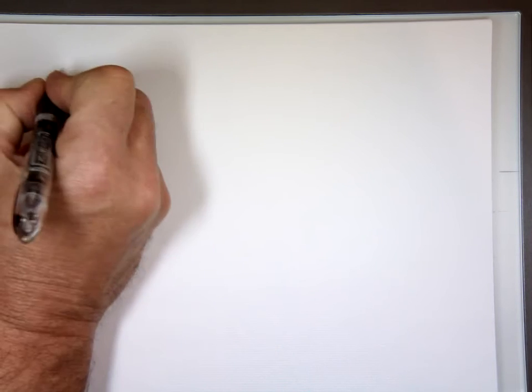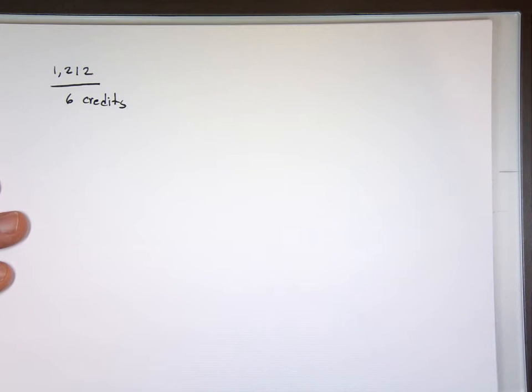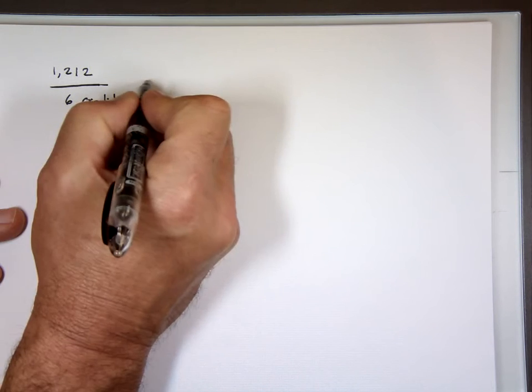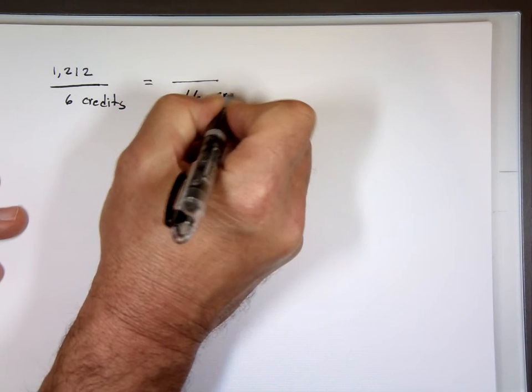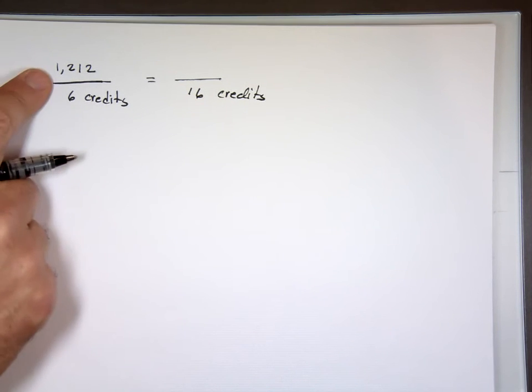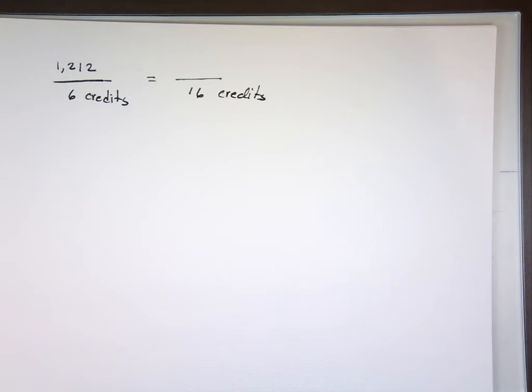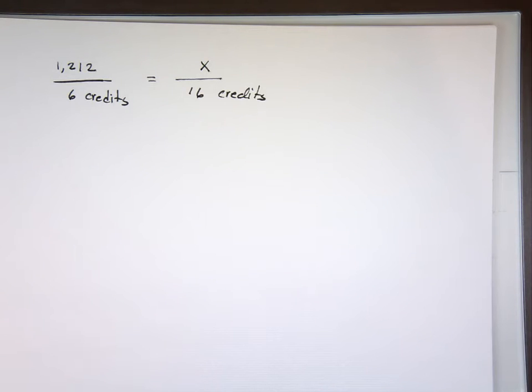$1,212. If the rate is the same, regardless of how many credits, how much would it cost you to take 16 credits? This semester you are taking 6 credits and you paid 1,212. You want to plan for next semester. You go, you know what? I have 16 credits left to graduate. Maybe I'll take them all in one semester and get out of here. How much would it cost you for the 16 credits?